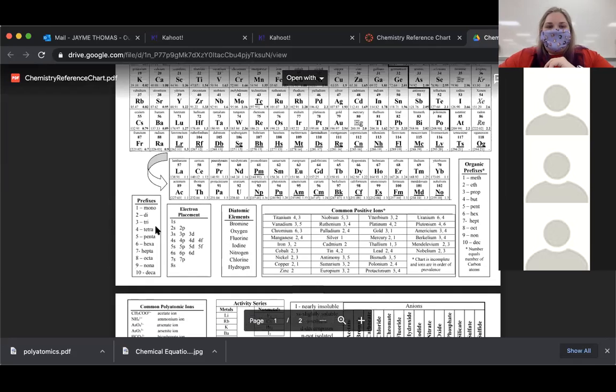And then you have the list for the prefixes for covalent. You have the list here of the transition metals that need Roman numerals. It tells you which number. So you just need to know that a 3 would be III, or a 4 would be IV, okay?